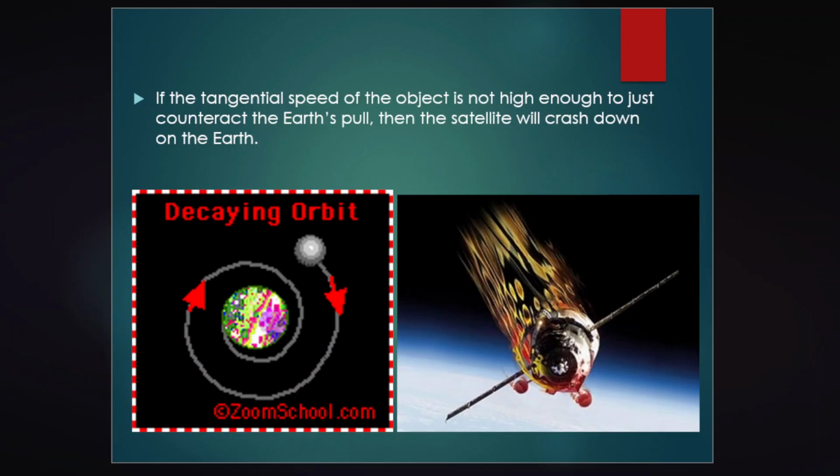If the tangential speed of the object is not high enough to counteract the Earth's pull, the satellite will start having a decaying orbit.